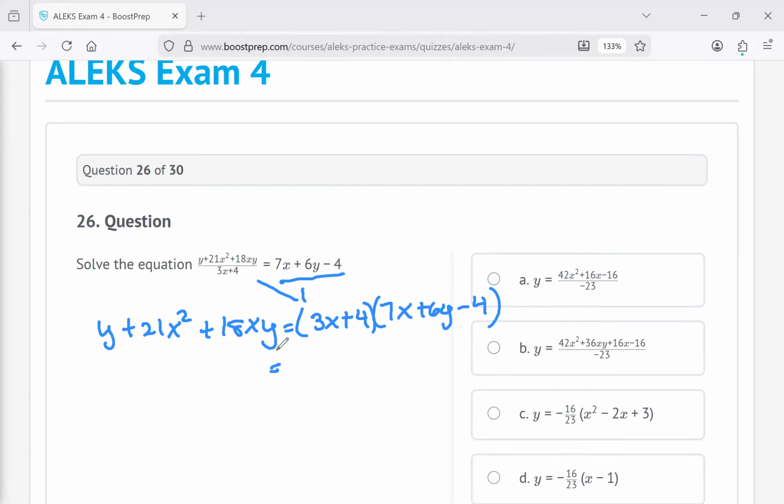Okay, and then FOIL this out. So 3x times 7x is 21x squared because you multiply the constants and add the exponents. This has a 1, this is a 1. So when you multiply, for example, x cubed times x squared, you add the powers. Okay, continue. 3x times 6y is 18xy, and then 3x times negative 4 is negative 12x. And then over here, keep on FOILing it out, that's 28x.